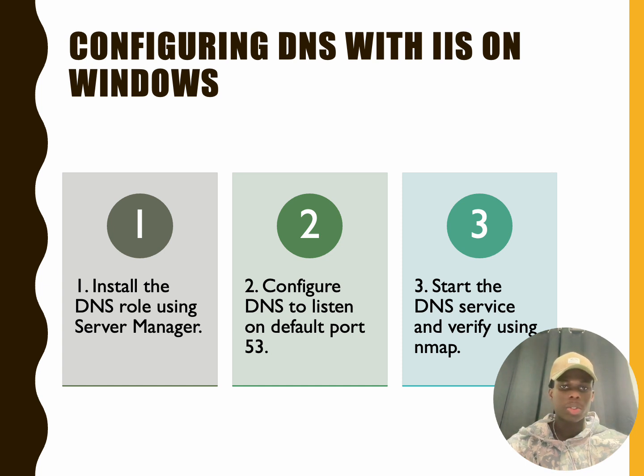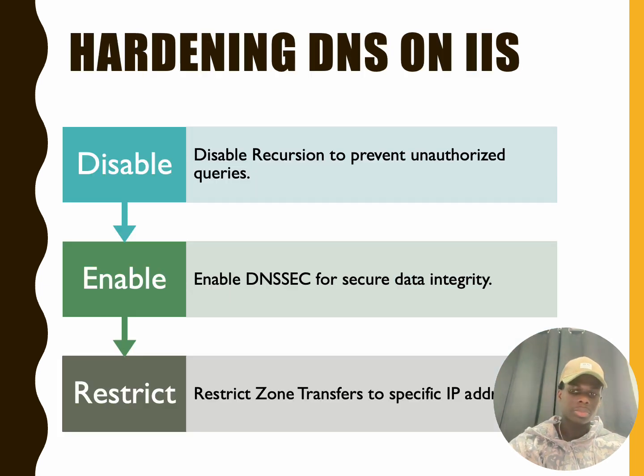Configuring DNS on Windows. For our DNS setup on Windows, we use IIS. We begin by installing the DNS role using Server Manager. Then we configure the DNS to listen on the default port 53, ensuring that it accepts queries. Lastly, we start the DNS server and verify it using Nmap to ensure it's correctly set up. On to the next slide.